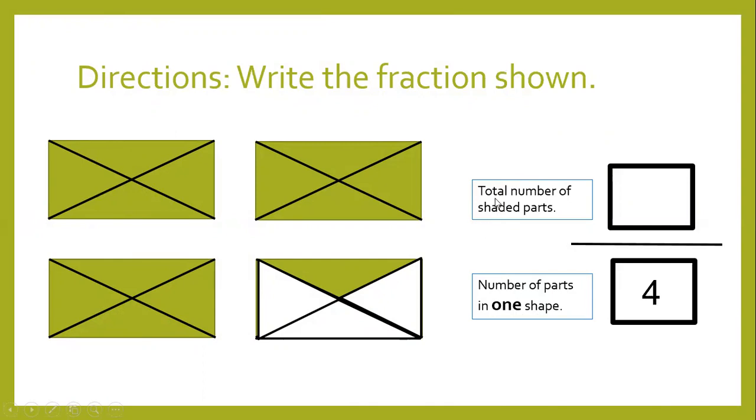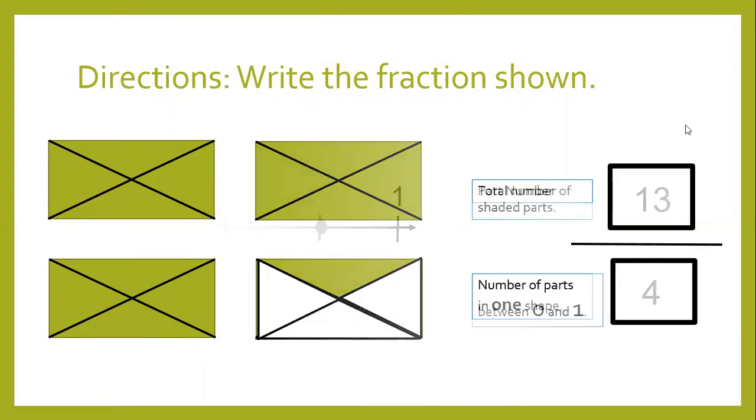For our numerator, we're going to look at the total number of shaded parts. So we can multiply, which is 4 times 3, which is 12, and 1 more gives us 13, or we can count each shaded part. 1, 2, 3, 4, 5, 6, 7, 8, 9, 10, 11, 12, 13. So the fraction for this picture is 13/4, or 13 over 4.